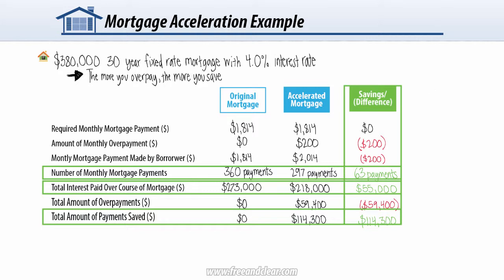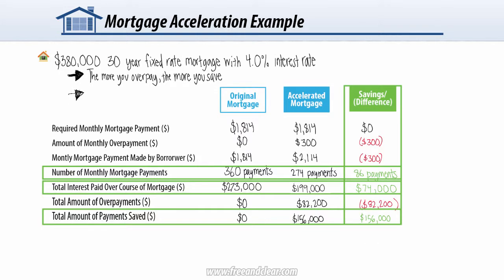Let's return to our example, but instead of overpaying the mortgage by $200 per month in the acceleration case, let's say the borrower overpays his or her mortgage by $300 per month and makes a mortgage payment of $2,114 per month. In this example, the borrower makes only 274 monthly payments instead of 360 and pays only approximately $199,000 in interest expense over the life of the loan. So applying mortgage acceleration enables the borrower to make 86 fewer monthly mortgage payments and save approximately $74,000 in interest expense over the life of the mortgage.